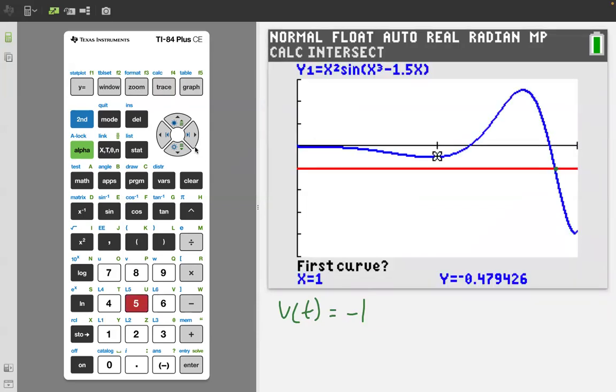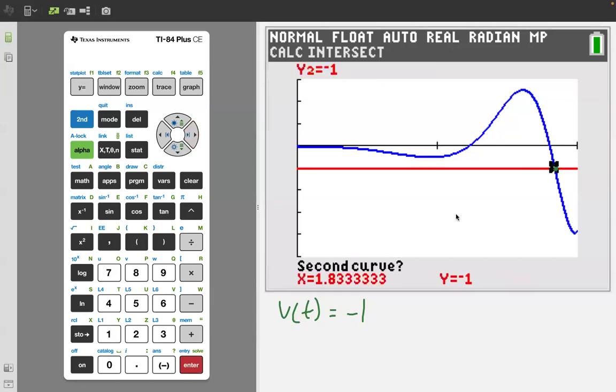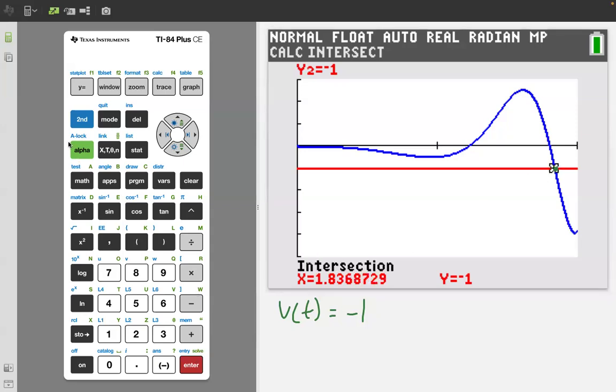It asks for the first curve. To me, all you need to do is bump over the cursor until where it looks like they intersect, and then power through with enter. Enter, second curve, we're still right there. Enter, guess, we're right on the money. Enter. So there we have it. The output or the velocity is -1 when the input or time is 1.8368. We'll call it 1.837.